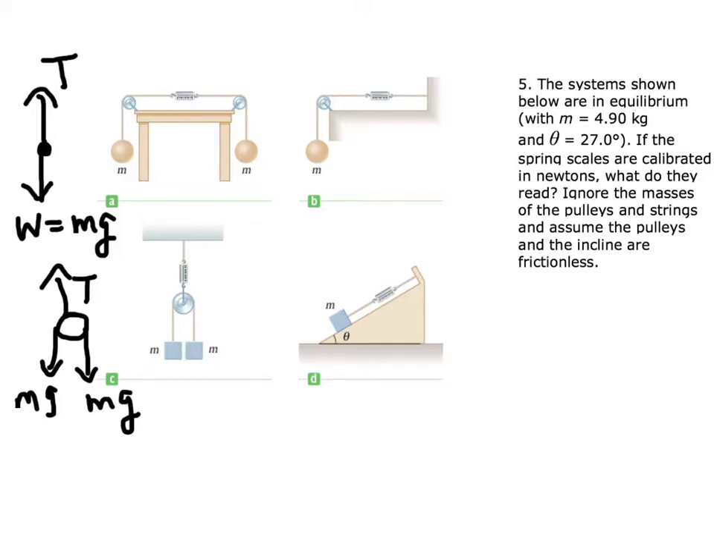Okay, so that leaves us to this very last part here, where a mass is on an incline, and I'm sure it's intuitive that the spring scale will read a tension that would be less than what it would read here, right? It was 48 newtons here. You would expect it to be a lot less than 48 newtons, right? And how much less, of course, depends on the angle theta of the incline.